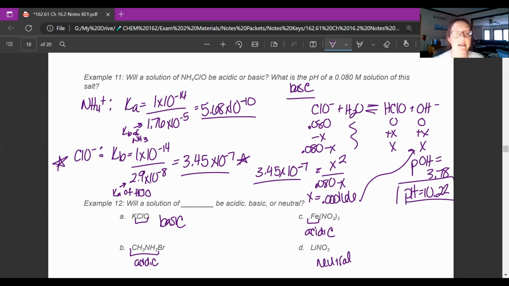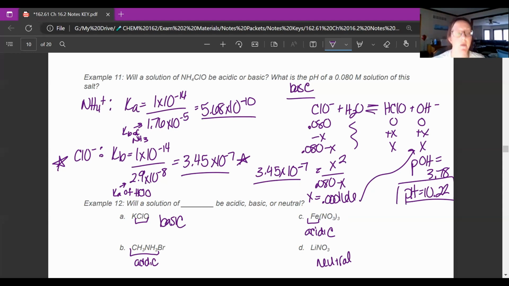Okay, example number 12 just wanted to know, is it acidic, basic, or neutral? So remember, break it into its two ions and check both. K plus is a group 1 ion, you can think of it that way. You're like, okay, that doesn't do anything. Or you can think of its conjugate as KOH, and that is a strong base, so no, that doesn't do anything. ClO minus is the conjugate of HClO, which is a weak acid, meaning ClO minus will act as a weak base.